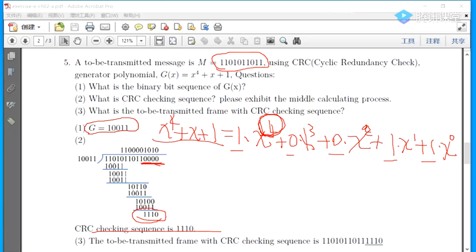And we use the XOR calculation. For example, if the 2 bits are different, we get 1. If the 2 bits are the same, we get 0. 0, 0 gives 0. 1, 0, different, gives 1. So we use XOR calculation. This is question 5.